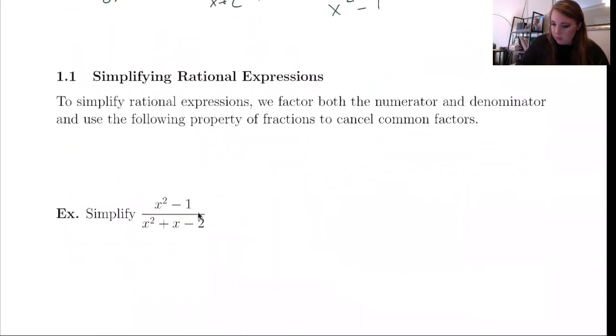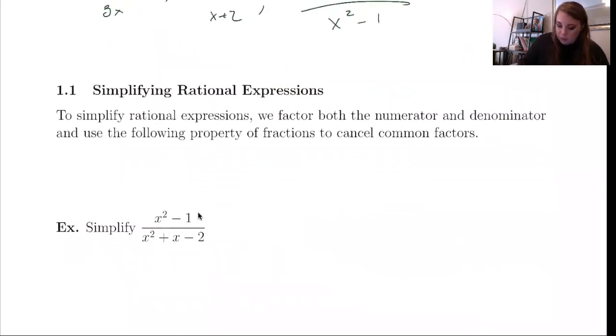So if we scroll down here a little bit. Simplifying rational expressions. To simplify rational expressions, we factor both the numerator and the denominator, right? In B.2, we just learned about different ways to factor: grouping, the AC method, and pulling out common factors. And then we use properties of fractions to cancel out common factors.